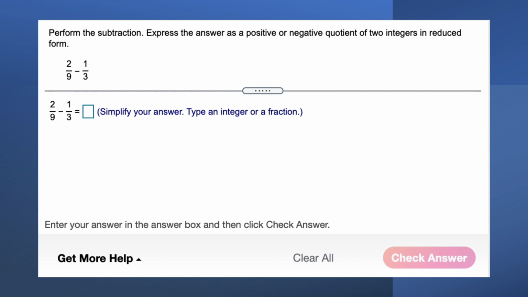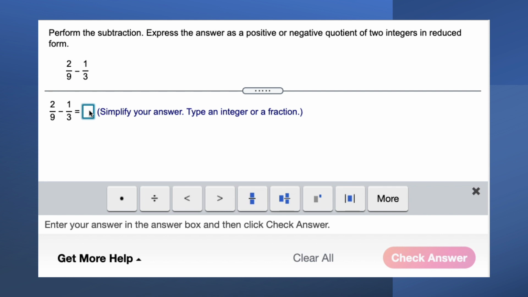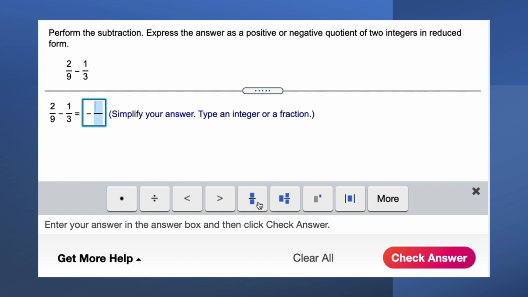To type in -1/9, we'll put our cursor in the answer box. We'll type in the minus sign using our keyboard, or again, you can select more and select the minus sign there. Next, we'll select the fraction template, put our cursor in the numerator position, type in a 1, then move our cursor beneath the fraction bar and type in a 9.